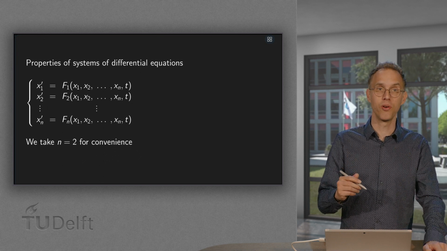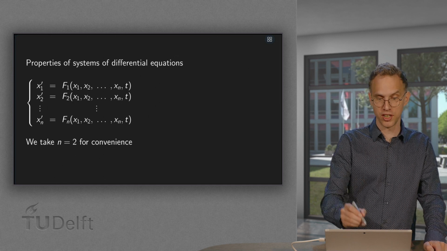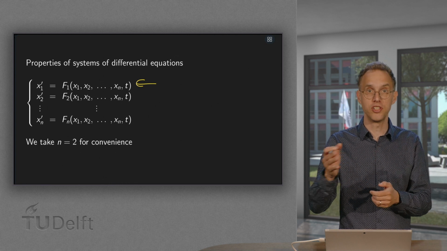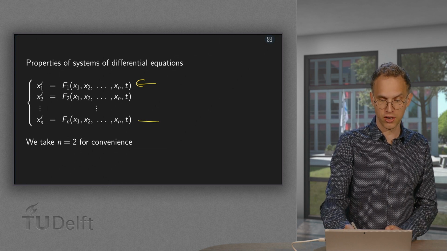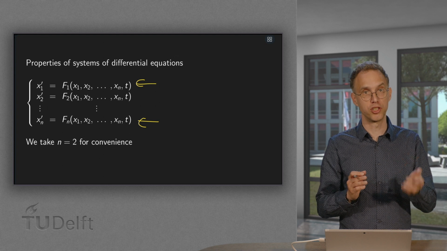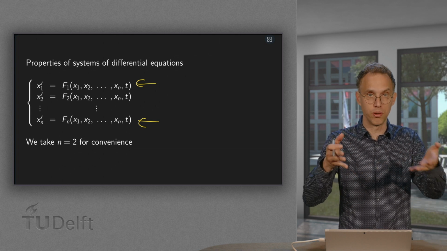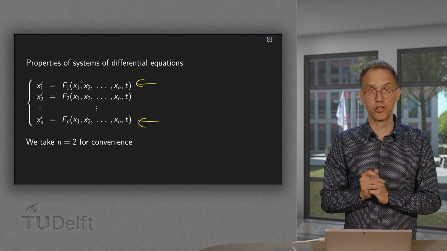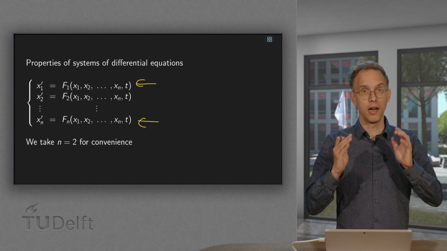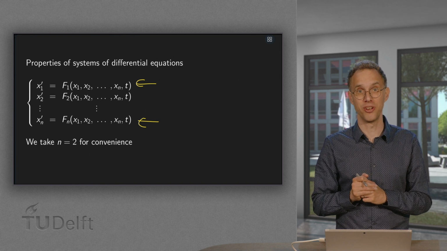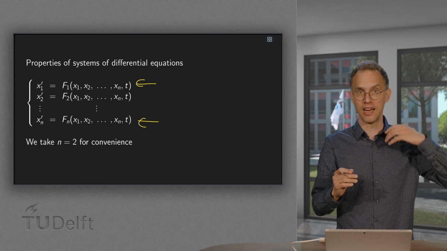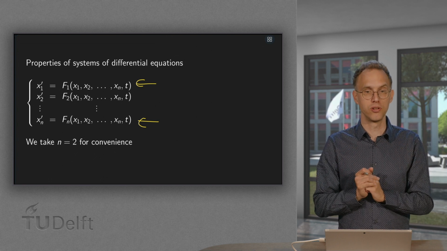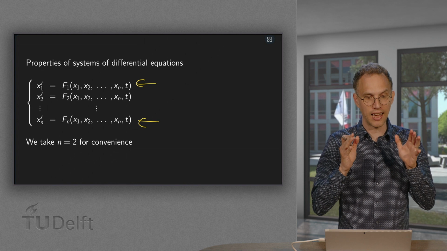So in general, we have for a system of differential equations x1 prime equals some function of x1, x2 and so on and t. And also for the others, xn prime equals a function of x1, x2 and x3 and up till xn of t. Now first of all we will take n equals 2 for convenience. But this is just to avoid all the notational clutter. The ideas also hold for n equals 3, 4 and so on, but just to avoid the clutter we will take n equals 2.